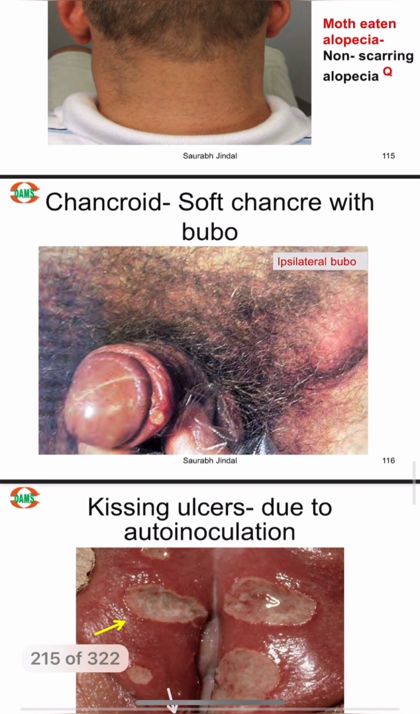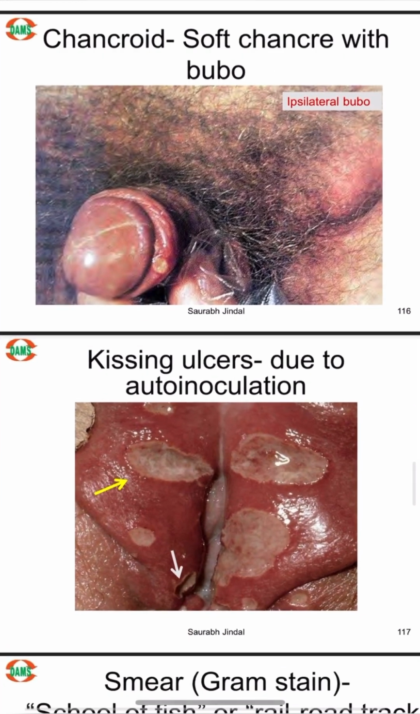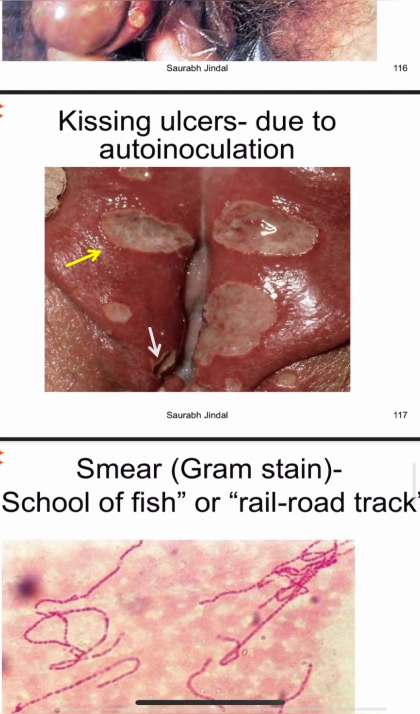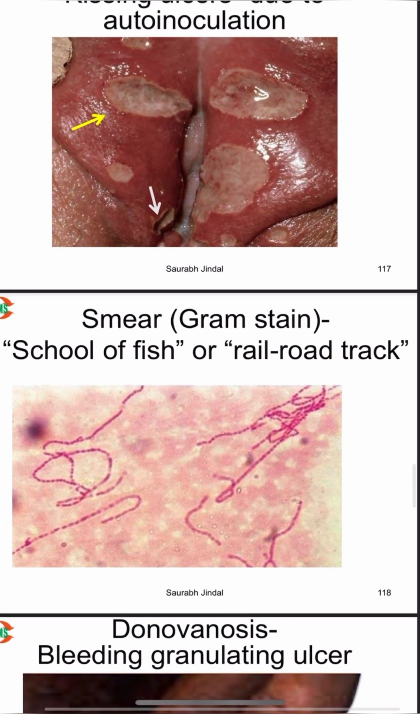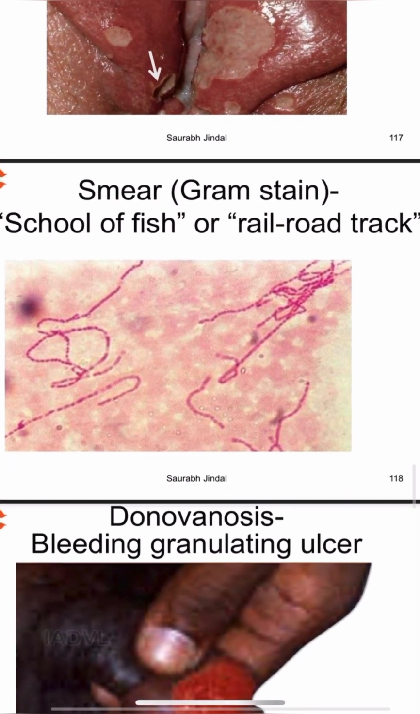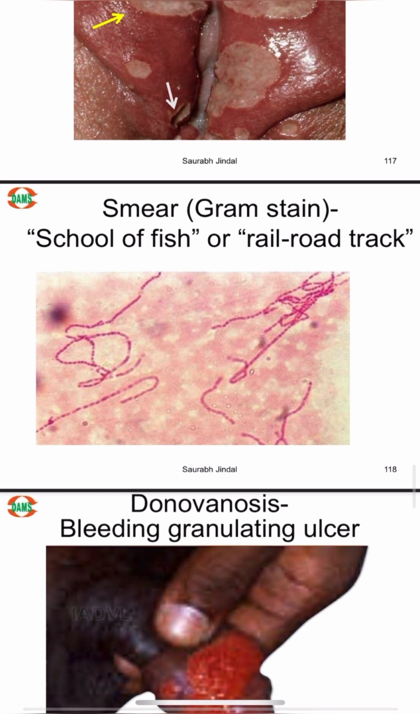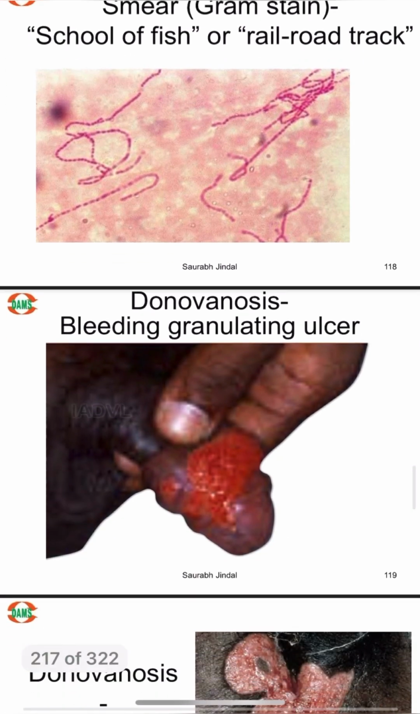Chancroid, which is soft chancre with bubo. This is ipsilateral bubo. Kissing ulcers due to autoinoculation. Smear of the Gram stain. Here, railroad track or school of fish is seen.